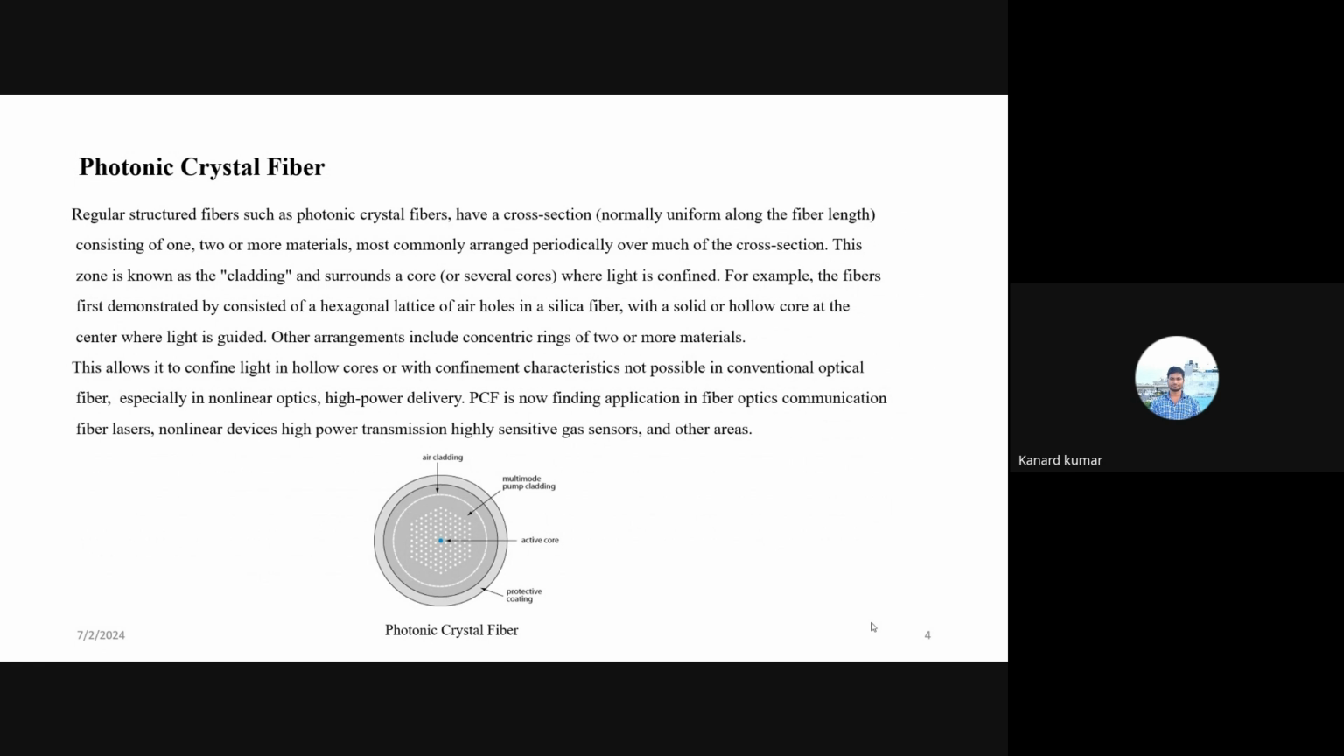Photonic crystal fiber: regular structure fibers such as photonic crystal fiber have a cross section consisting of one, two, or more materials, most commonly arranged periodically over the cross section. This zone is known as the cladding, and it surrounds a core where the light is confined. For example, the fiber first demonstrated consisted of a hexagonal lattice of air holes in a silica fiber. This is my proposed scheme.